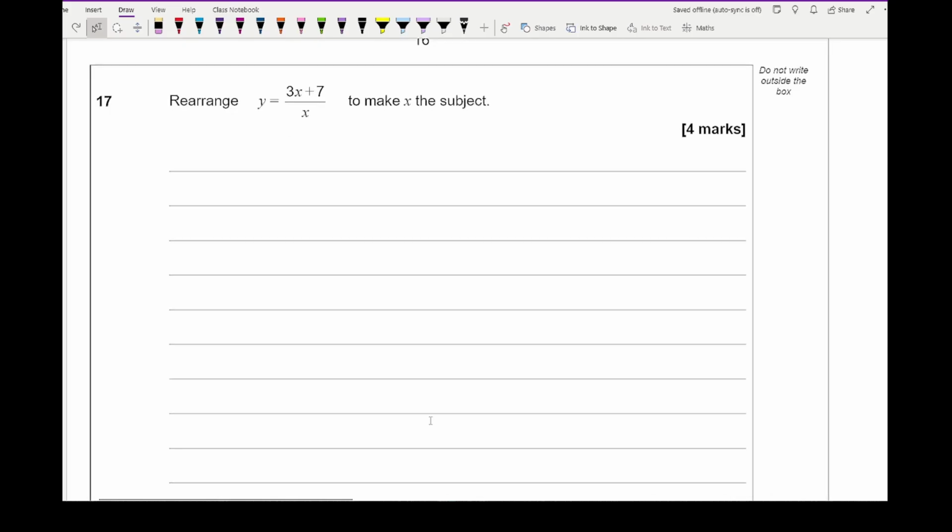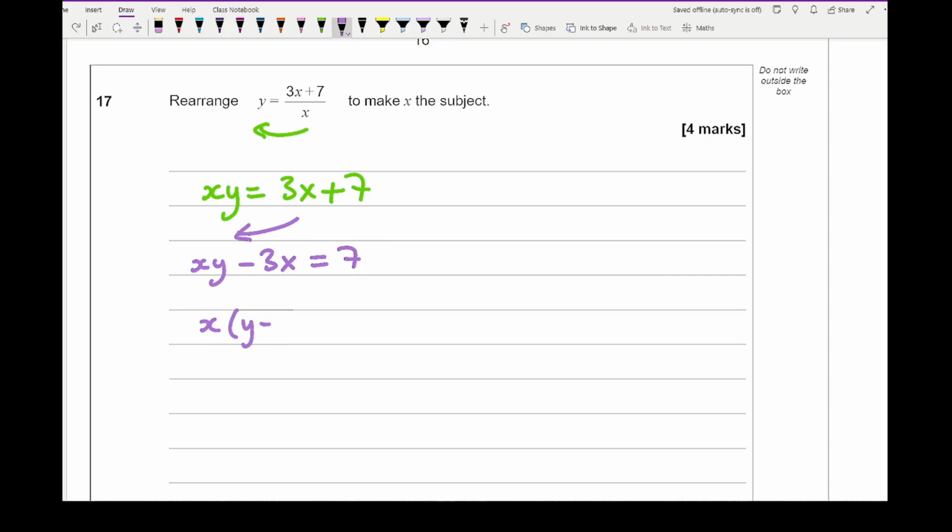Moving on to question 17, it says rearrange y equals 3x plus 7 over x to make x the subject. So for this, what we want to do first is take x over. So we get xy equals 3x plus 7. Then you notice that we've got x's on both sides. So let's take this 3x over. So we end up with xy minus 3x equals 7. Then we factorize. So we've just got 1x, and then we take the bracket over to the other side. So we get x equals 7 over y minus 3. And again, if you want to include the brackets, that's absolutely fine as well.